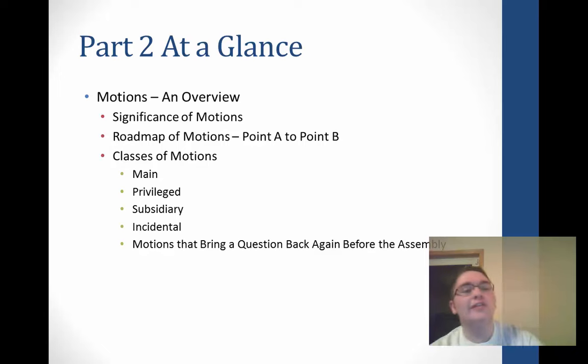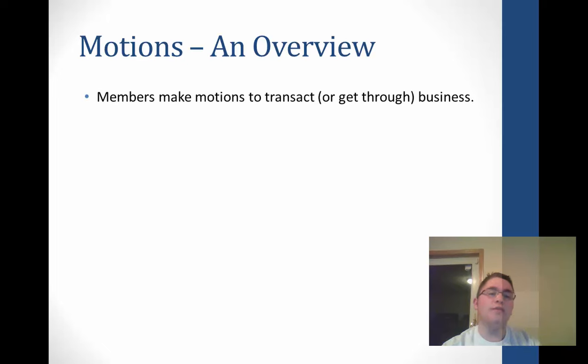So part two at a glance. Today we're going to have motions, an overview. We're going to talk about the significance of motions, and then the roadmap of motions, kind of the life cycle from point A to point B, and then the main classes of motions. So we have main, privilege, subsidiary, incidental, and motions that bring a question back again before the assembly. So here we go. Motions, an overview.